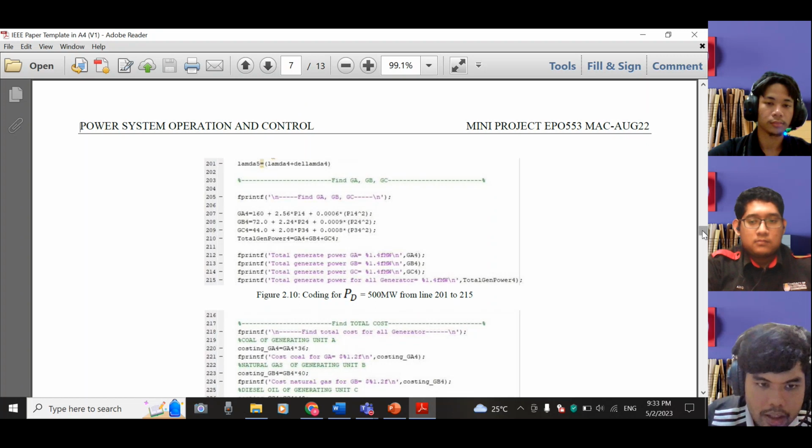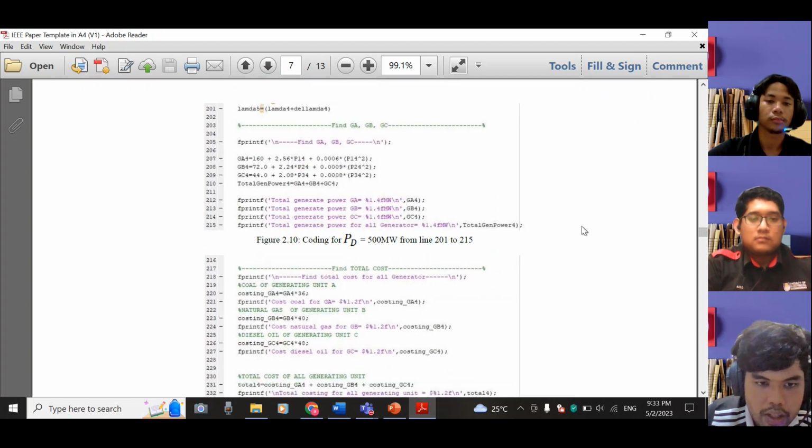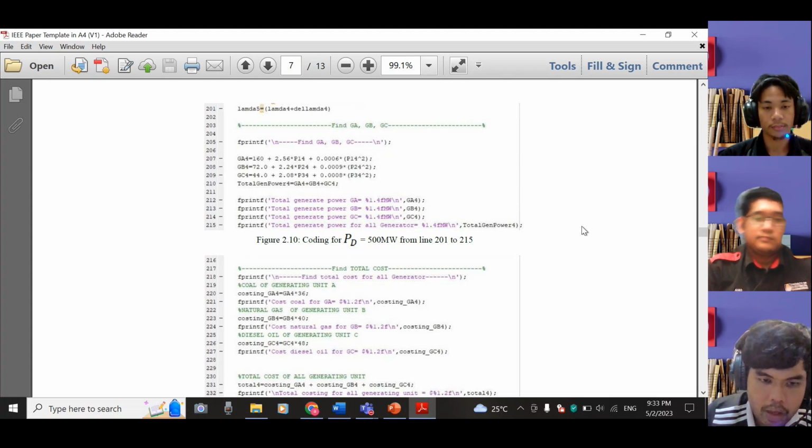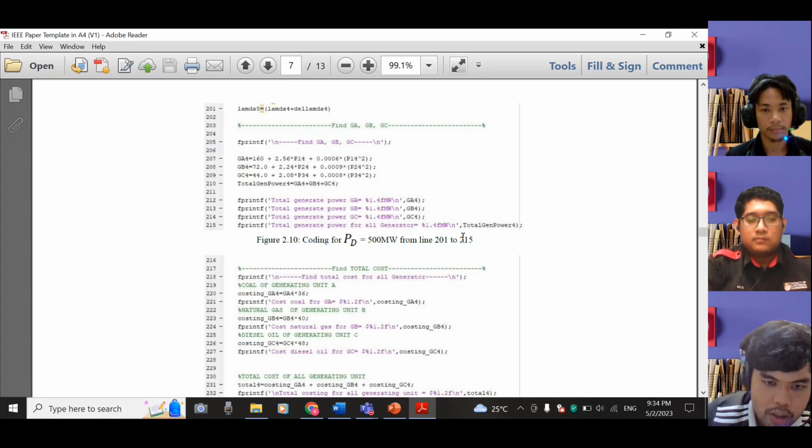At line 203, it showed the total generated power that we have used for the 500 megawatt power demand. And at line 270, it showed the total cost for the generators that we have used. All the answers have been displayed in the command window at MATLAB, and the result will be explained by my partner later. So now we're going to move to the next coding.